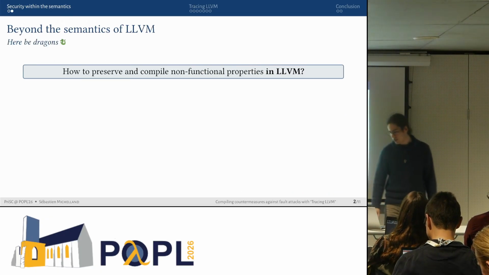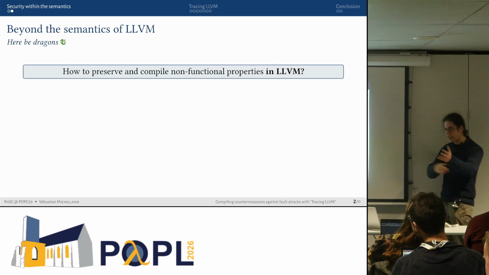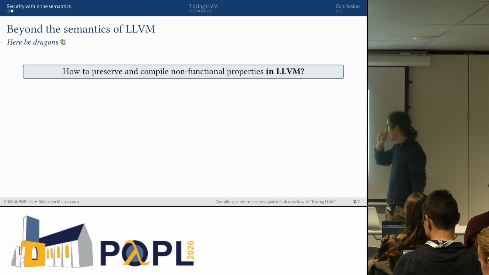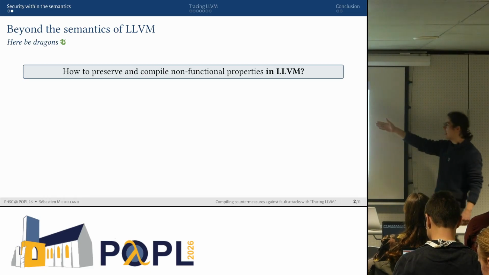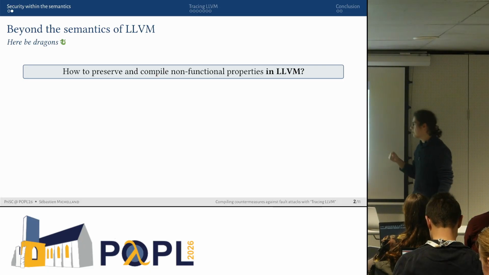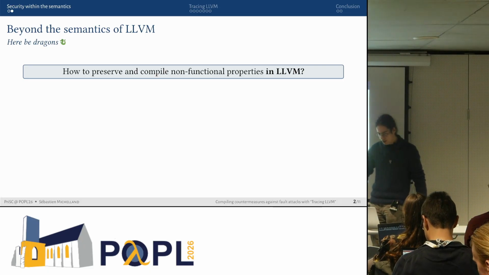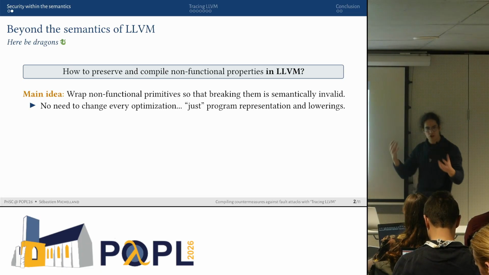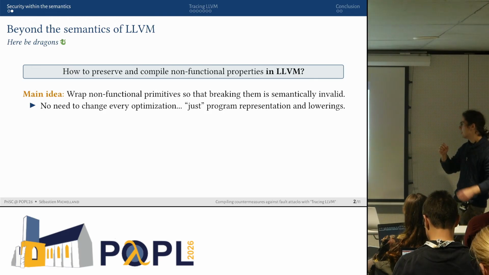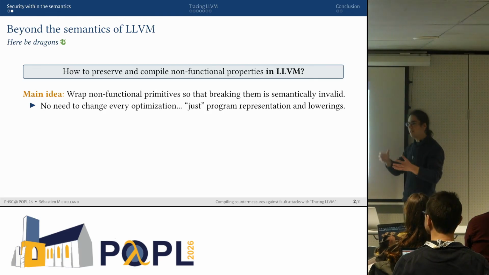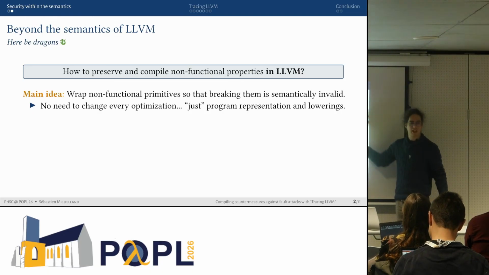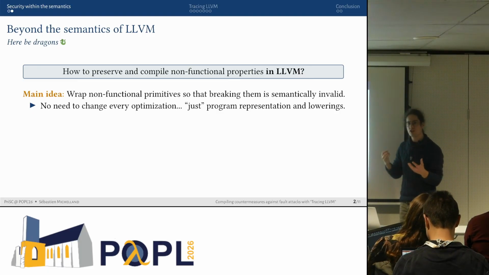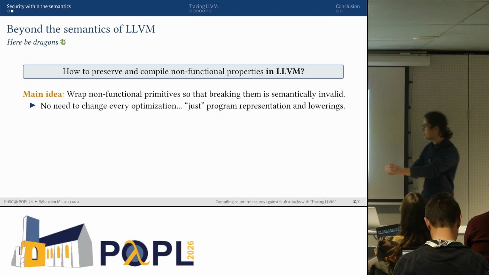How do we try to make security code like this a feature of a compiler and not an accidental bug? So here's my question. How do we preserve and compile non-functional properties? And I'm interested in implementing it in LLVM. So the main idea here is to wrap the non-functional properties, the security primitives, in such a way that breaking them would constitute a semantic breakage. And then we can rely on the compiler's existing guarantees of semantic preservation to argue that security is preserved.